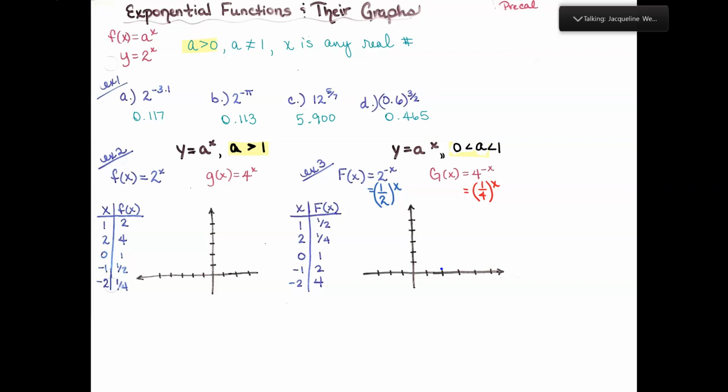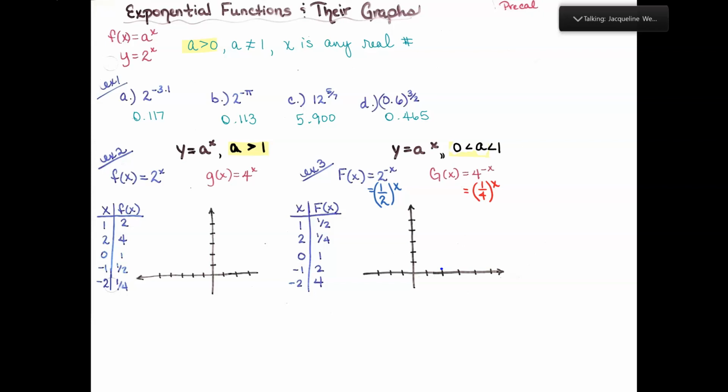All right, so I'm going to come over here and I'm going to make an xy chart. And, same values we normally use for x, 0, 1, 2, -1, -2, okay? So I'm going to plug those values in. All right, so what's 2 to the 1? 2. So 2 to the 2, 2 squared would be 4. 2 to the 0, what's anything to the 0? 1, other than 0. And then 2 to the -1, what happens when you have a negative exponent?